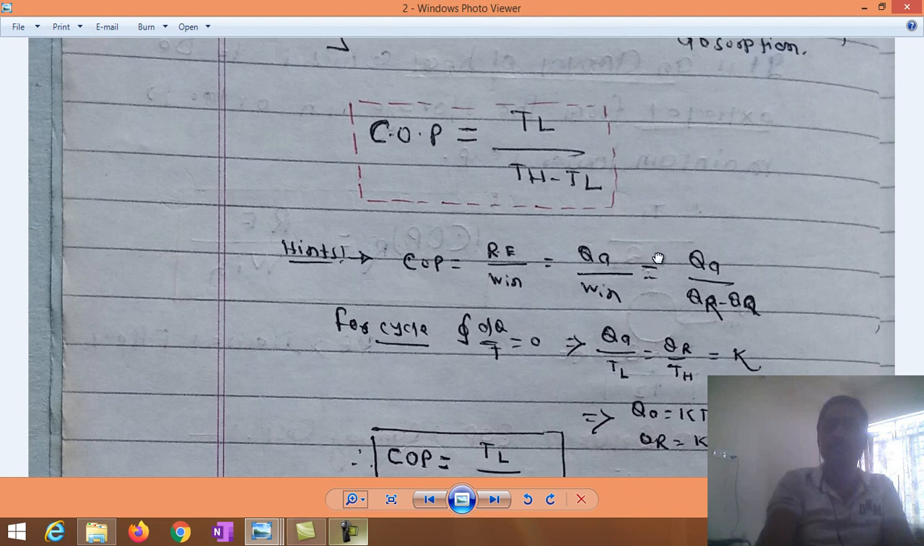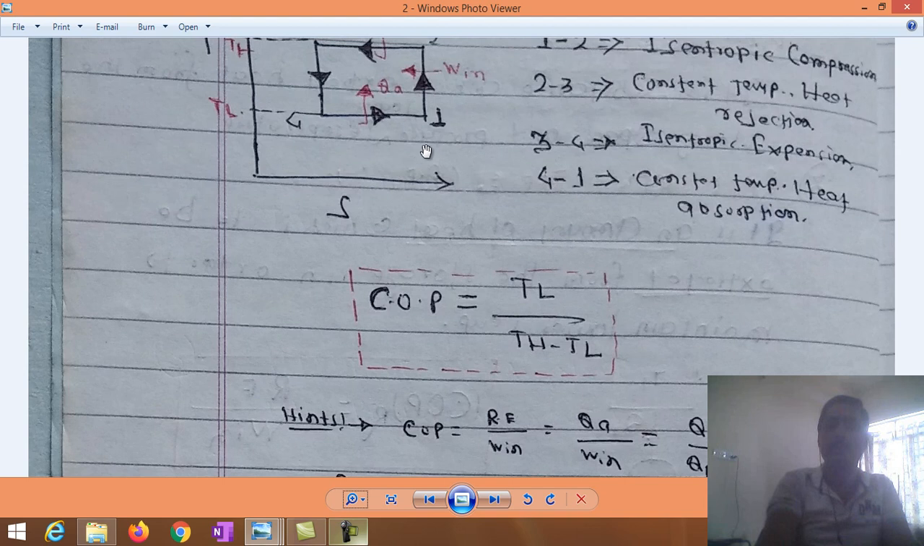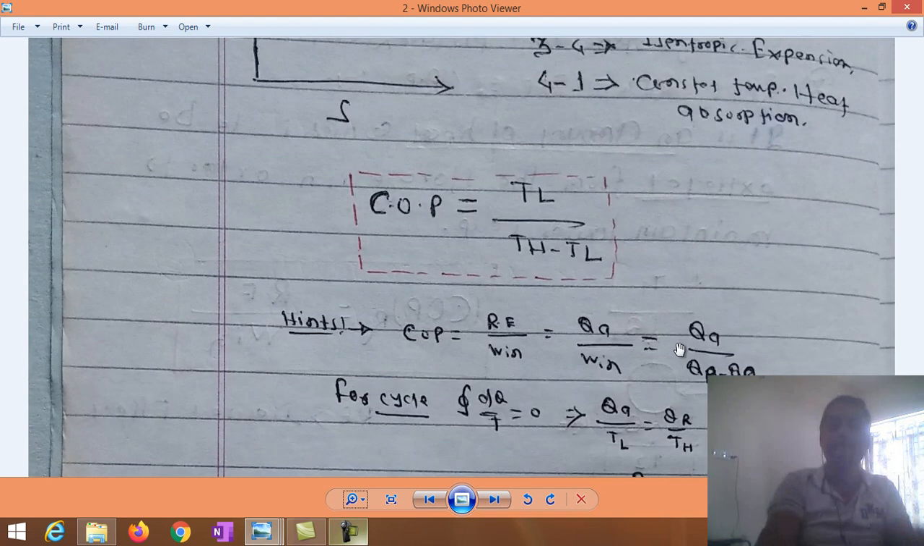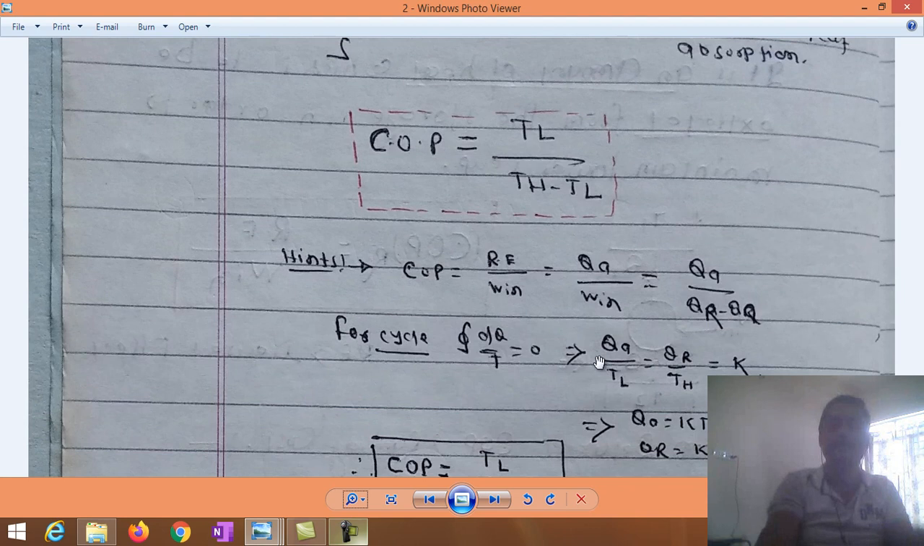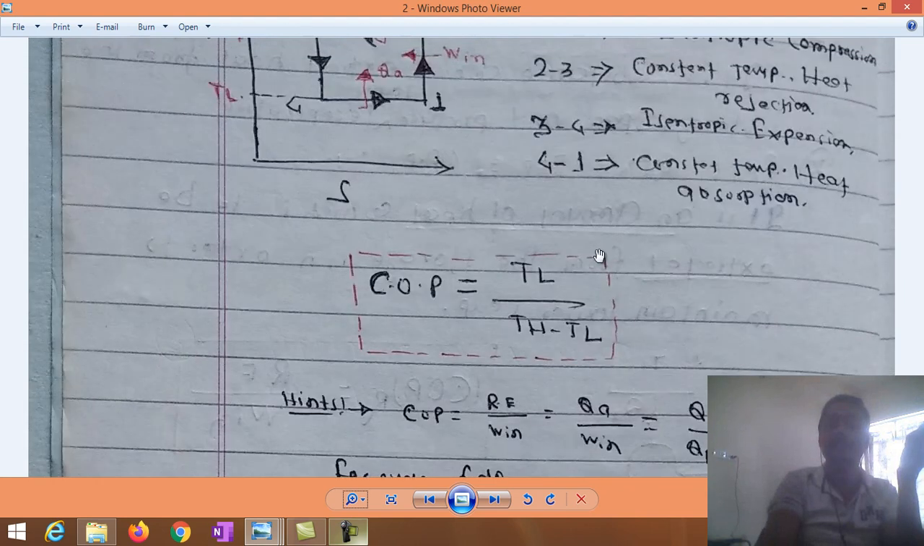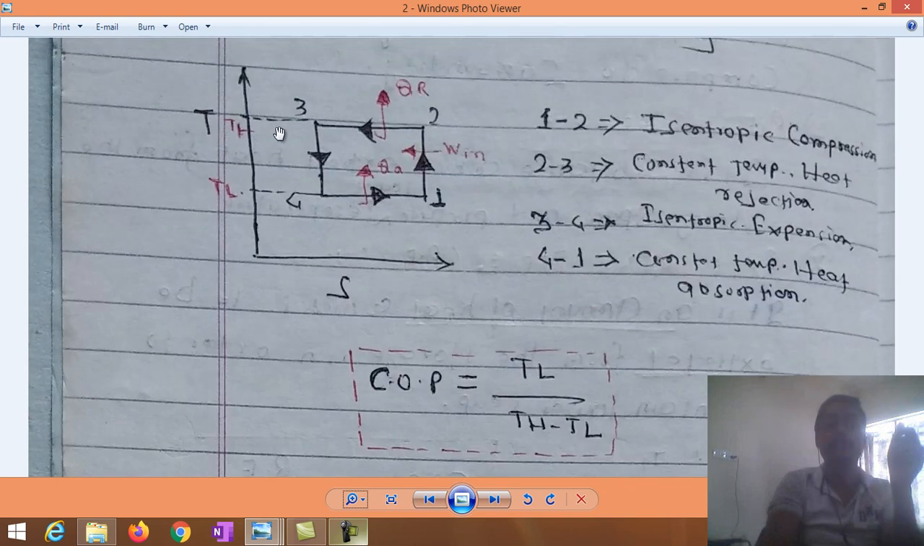And this QR amount of heat is rejected at higher temperature. Therefore, this heat is rejected. So as per sign convention, you can write here: this is minus QR by TH. This is equal to K. This is equal to 0. If you subtract, this will be 0.